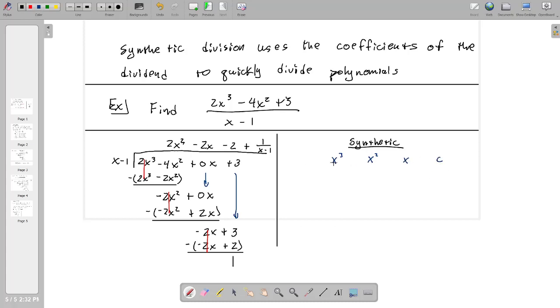So our x cubed term has a coefficient of 2, so I'm going to write a 2 here. My x squared term has a coefficient of negative 4, so I write a negative 4. My x term has a coefficient of 0. Notice I don't have an x term, which means it has a coefficient of 0. And my constant term has a coefficient of 3.